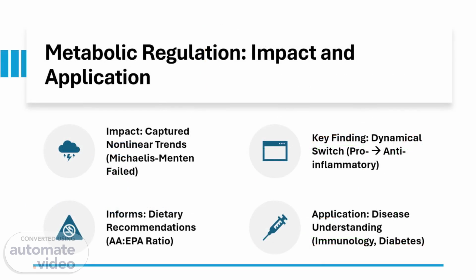The impact of our metabolic regulation study was profound. The model successfully captured complex nonlinear trends that traditional Michaelis-Menten kinetics failed to explain. A key finding was the identification of a dynamical switch between pro- and anti-inflammatory states. This work directly informs dietary recommendations, particularly concerning the optimal AA:EPA ratio, which is crucial for modulating inflammatory responses. The application extends to a deeper disease understanding in areas like immunology and diabetes.